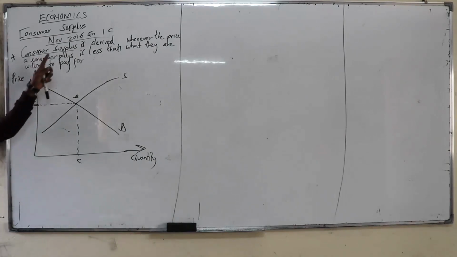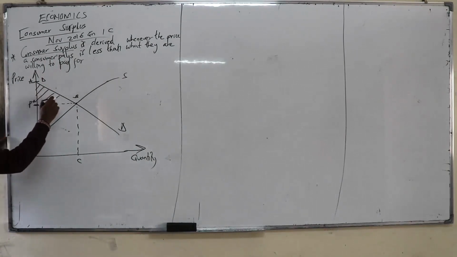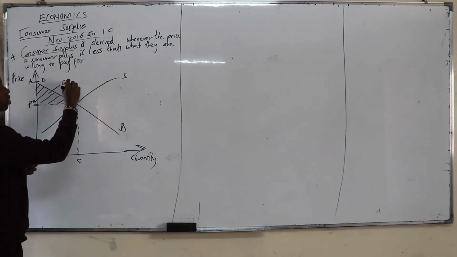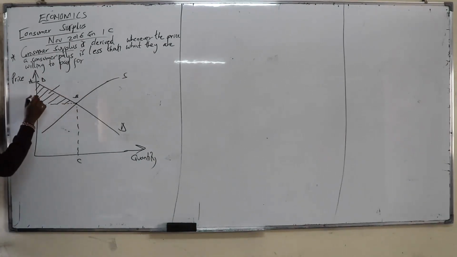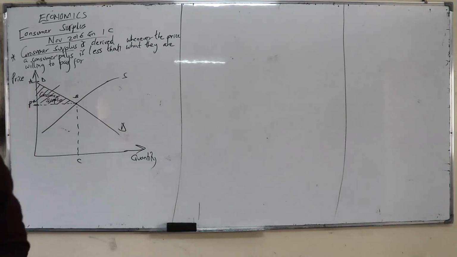To describe what a consumer surplus is, it is this area that we are saying: the difference between what the consumer is willing to pay and what he actually pays for. So this is the consumer surplus. Let me write it here. Consumer surplus: the difference between what he's paying and what he was actually willing to pay.